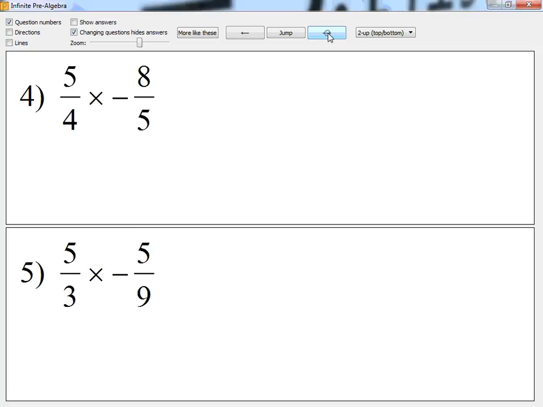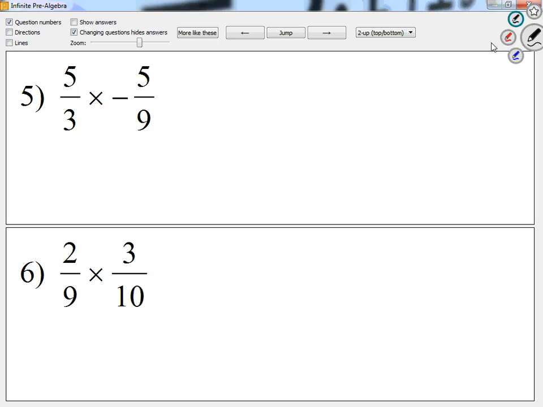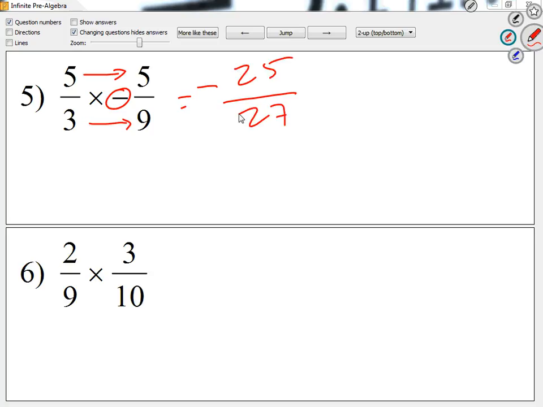We take a look at a couple more questions. 5 and 6. There's nothing I can do to simplify. So I do see a negative sign, so my answer would have a negative sign. On the top, I'm going to go 5 times 5, which is 25. At the bottom, 3 times 9, which is 27. Bigger numbers at the bottom, so I'm good.